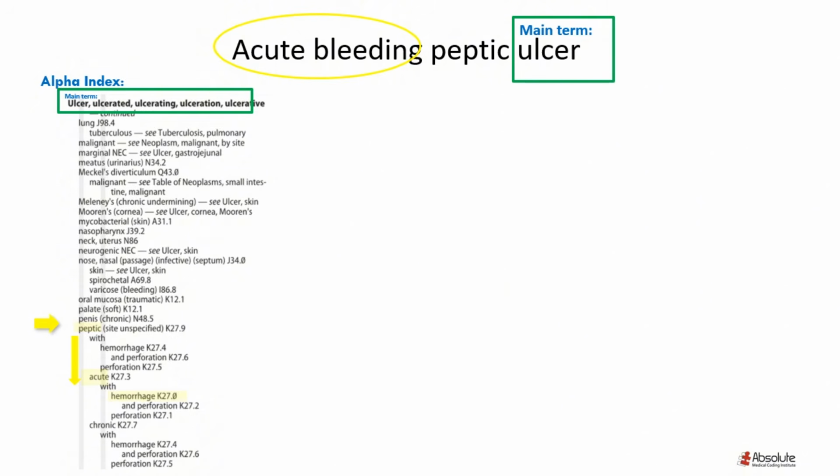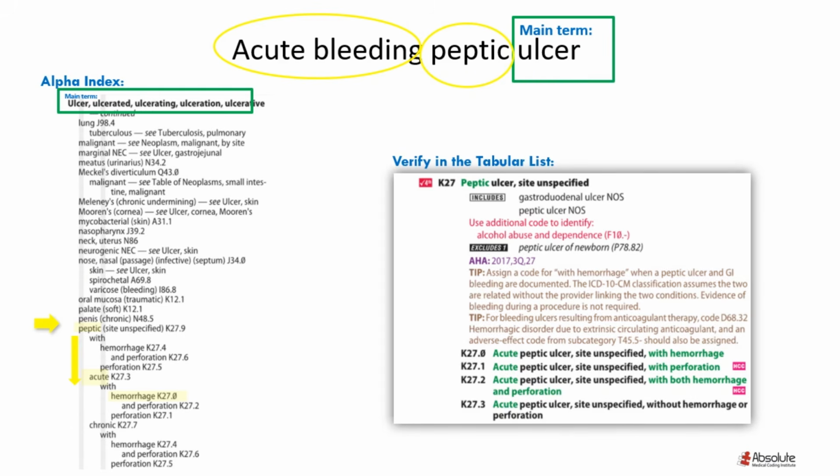Well, I'm going to show you, and this is going to be something you're going to need to remember. All right, so we're going to go to K27.0. Look it up in the tabular list. Let's start at the boss, K27. It's got a red box. We know we're not coding it, but we're going to read it. This is the category for peptic ulcer. The site is unspecified. That is correct. There's no specification of where the peptic ulcer is. This includes a gastroduodenal ulcer or a peptic ulcer.